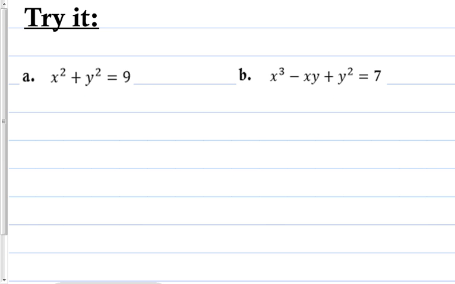Okay, here are two equations. I want you to try to solve them yourself. So now would be a good time to pause and try to see if you could do it. And then watch the video as I do it.